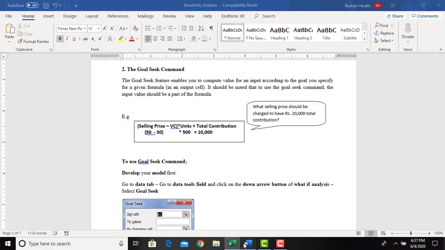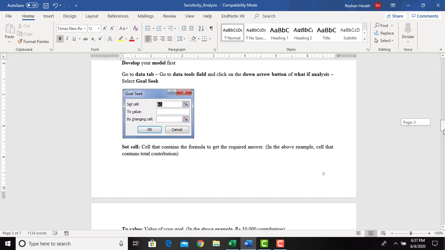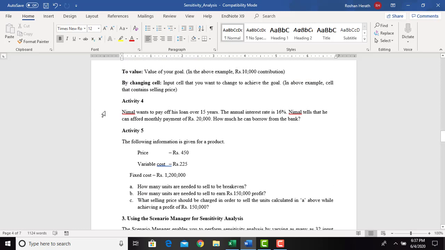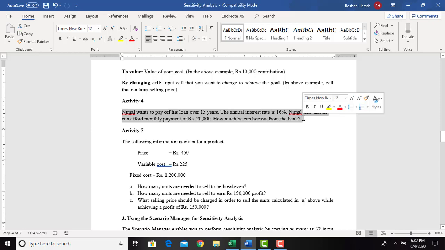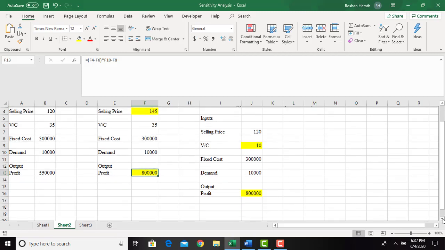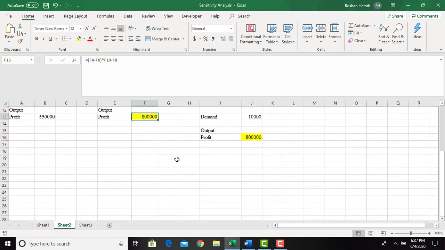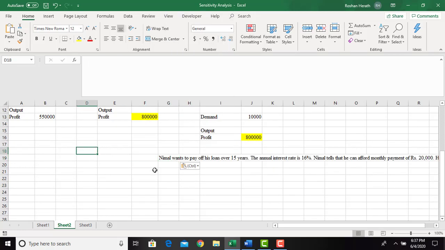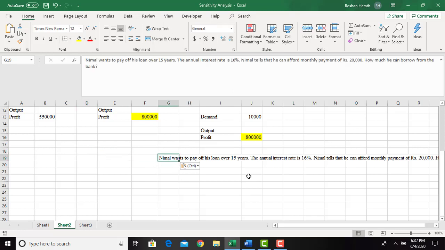Now let us go and work out some examples over there. The activity 4. Let's take activity 4. Let me copy that, copy and paste that. The activity 4 says that Nimal wants to pay off his loan over 15 years. The annual interest rate is 16%. Nimal tells that he can afford monthly payment of 20,000. How much he can borrow from the bank?